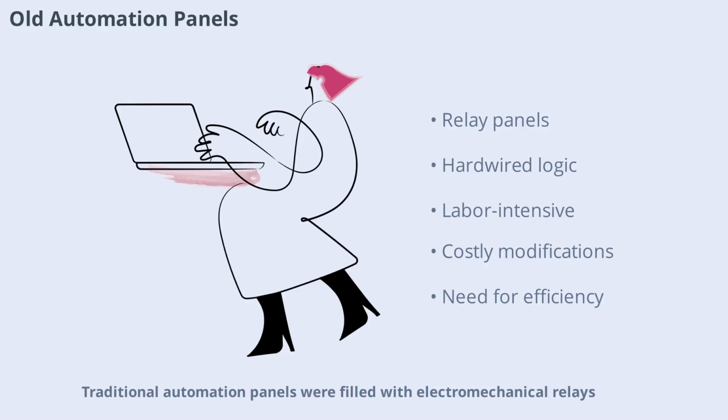Traditional automation panels were filled with electromechanical relays, all hardwired together. Electricians installed wires based on blueprints designed by engineers. Making changes required physical rewiring, which was labor-intensive and prone to errors. These panels were large, costly, and difficult to modify, highlighting the need for more efficient solutions.